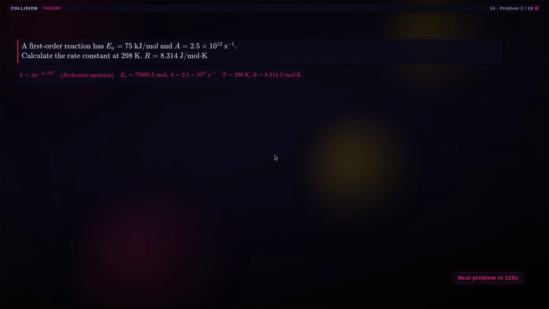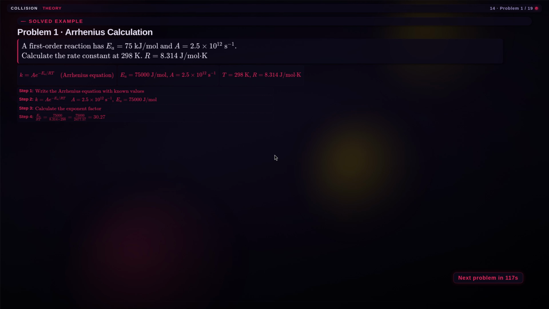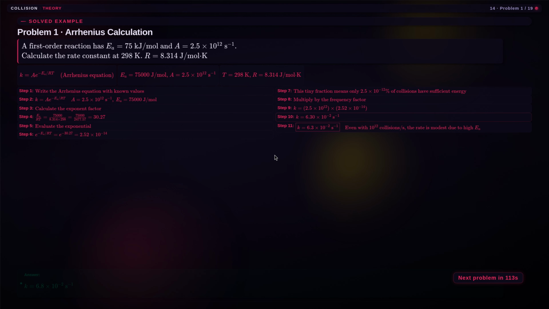Problem 1. Arrhenius calculation. A first-order reaction has an activation energy of 75 kilojoules per mole and a frequency factor A of 2.5 times 10 to the 12th per second. Calculate the rate constant at 298 Kelvin. The gas constant R is 8.314 joules per mole Kelvin. We will work through this step by step.